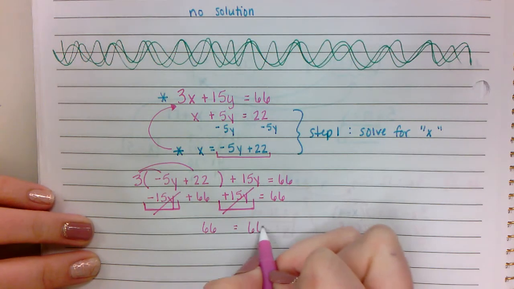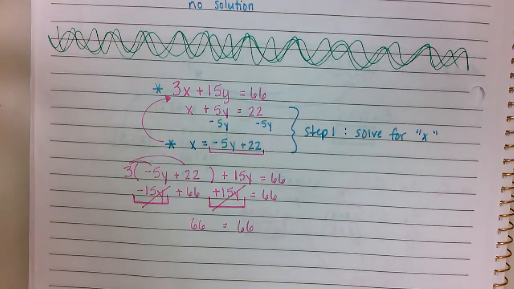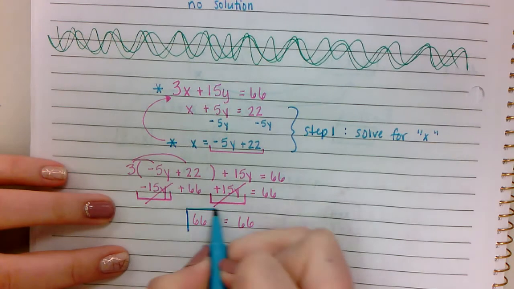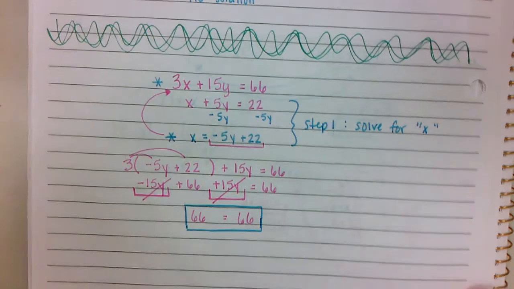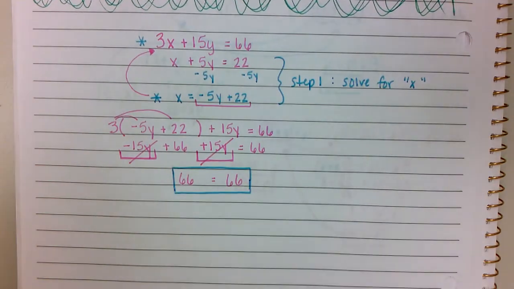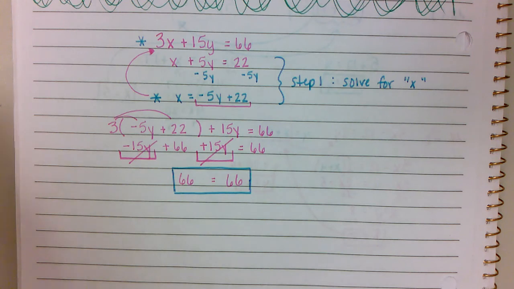66 equals 66. So then we ask ourselves, if this is what we're getting, and all the letters canceled each other out, we're left with just numbers. There's no letters. So in yesterday's notes, we would end up having x equals something or y equals something, and we would plug that back into the other equation.